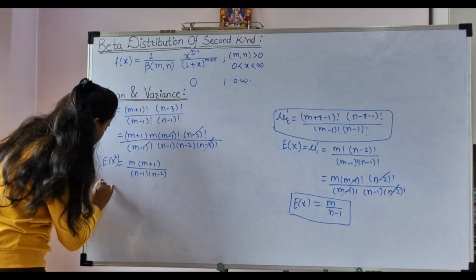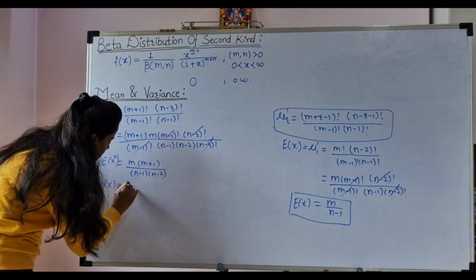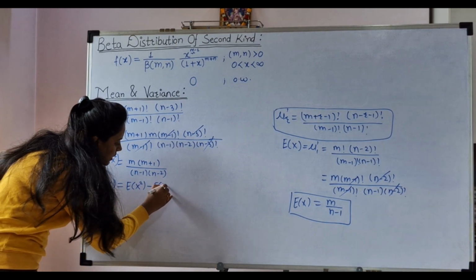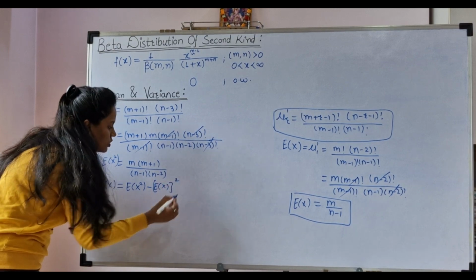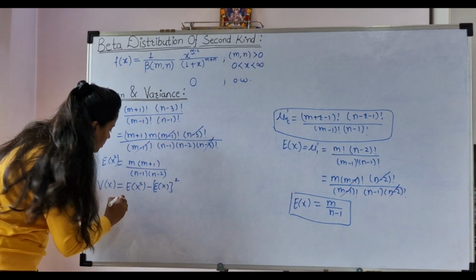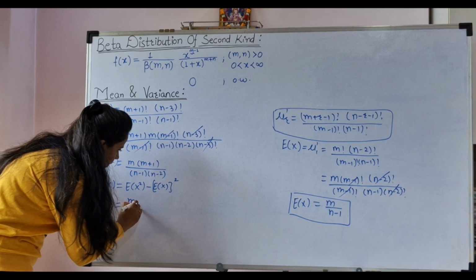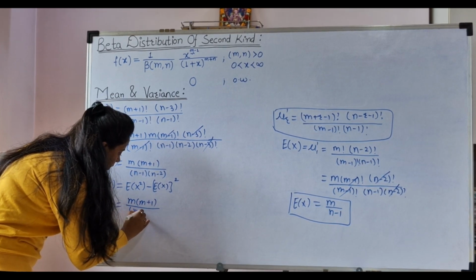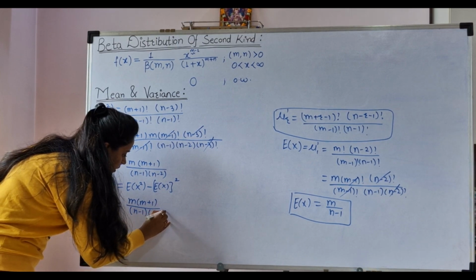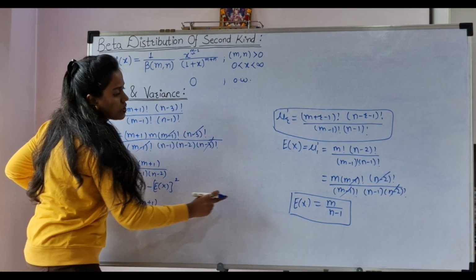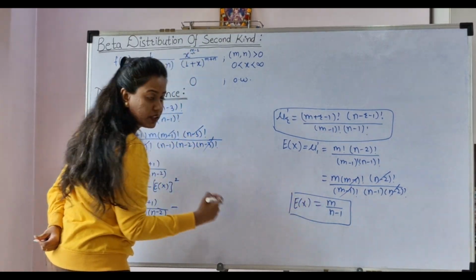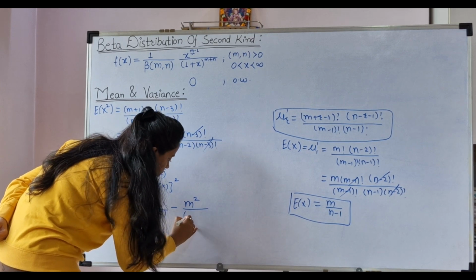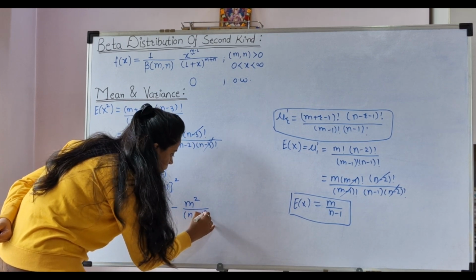Now we want to find out variance of x. What is the formula? It is expectation of x square minus expected value of x whole square. Let's put these two values. We will get here m into m plus 1 upon n minus 1 n minus 2 minus expectation of x, which is m upon n minus 1. We have to take it square. So it is m square upon n minus 1 square.